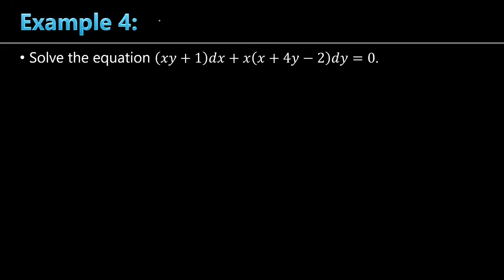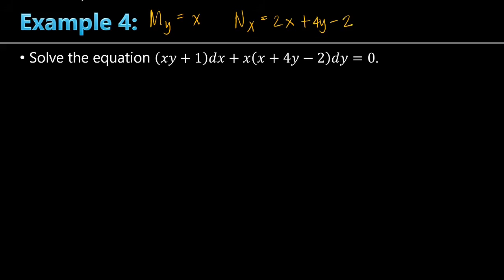Kunin natin ngayon yung kanyang M at saka N. Diba? Ang partial derivative ng M with respect to y, that's just x. X lang, yun na yun. Ito naman, constant na eh. At ano ang partial derivative ng N with respect to x? So, ito ay x squared, so 2x, tapos 4y minus 2.